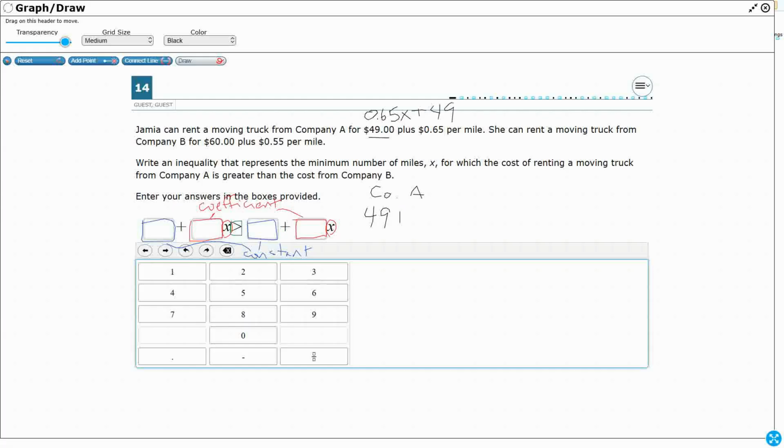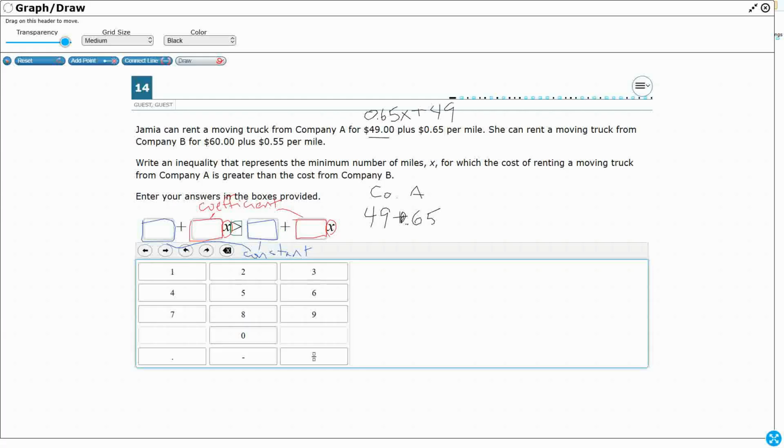Plus 65, let's get that decimal there, leading 0. There we go. 0.65 per mile.